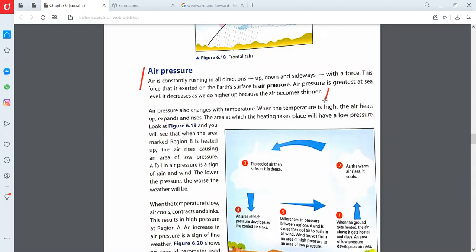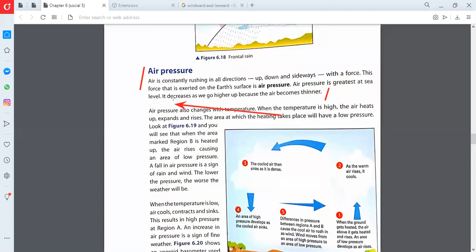Oh, that's good. So, Mohammad Yahya read that the air is constantly rushing. Constantly means continuously. Air is continuously moving in all directions, up, down, or sideways. There is air everywhere. Okay, with a force. So there are three things. There is a force in the air. That's why the things are moved. If the air force is much, then the things move fast.